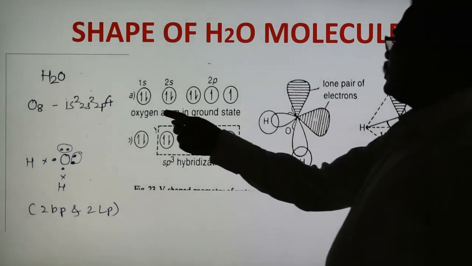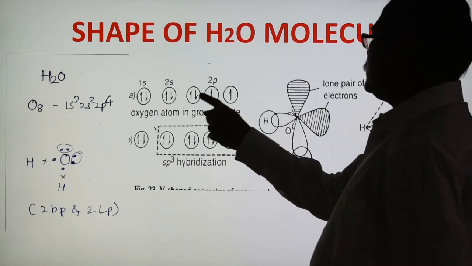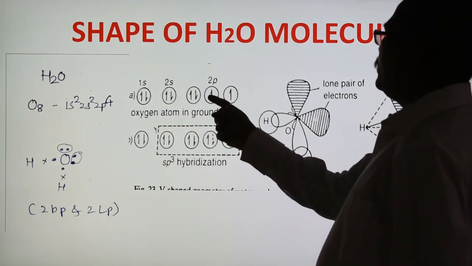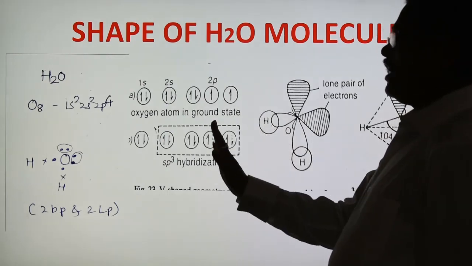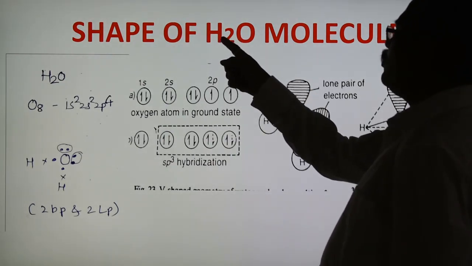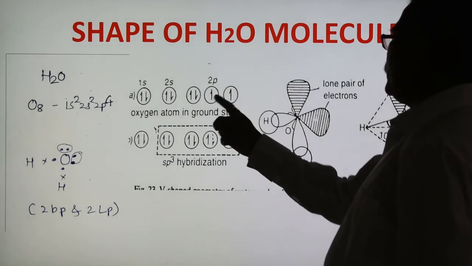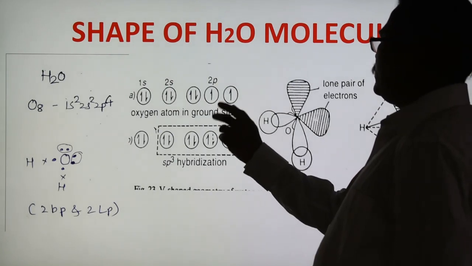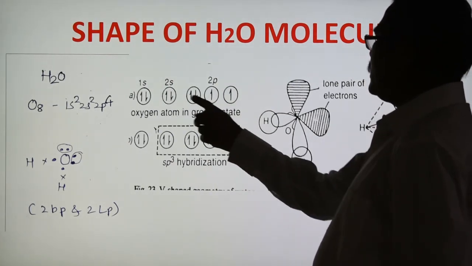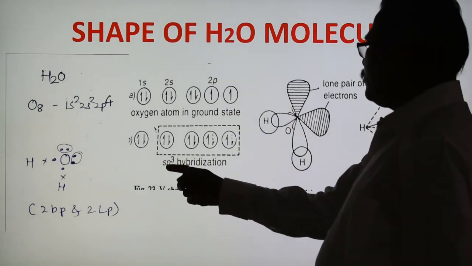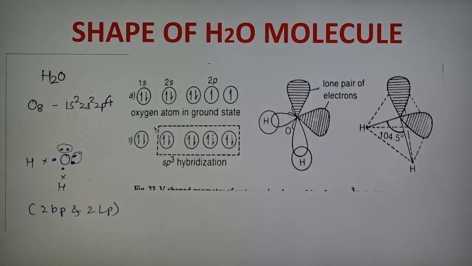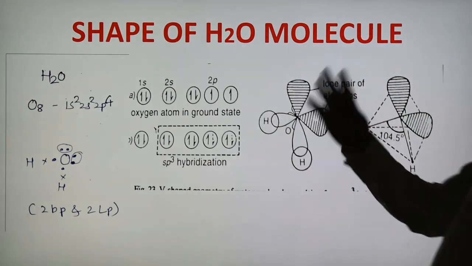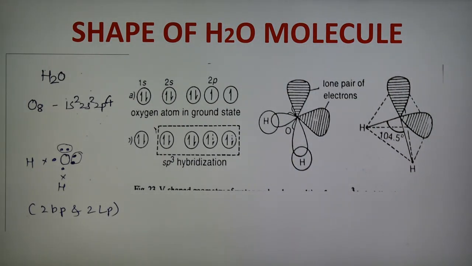Now in case of the oxygen atom in the ground state, this is the configuration 1s2, 2s2, 2p4, and 2 unpaired electrons are there. So there is no need for an excited state, because there are 2 hydrogens, so we require 2 unpaired electrons, and they are there in the ground state. So there is no excited state. So one s and three p orbitals undergo hybridization, forming 4 sp3 hybrid orbitals of equivalent energy and shape.